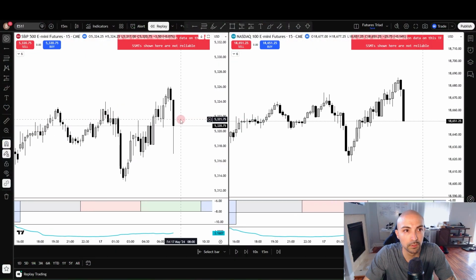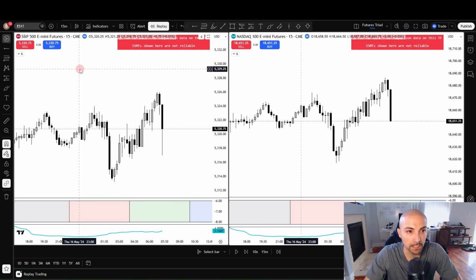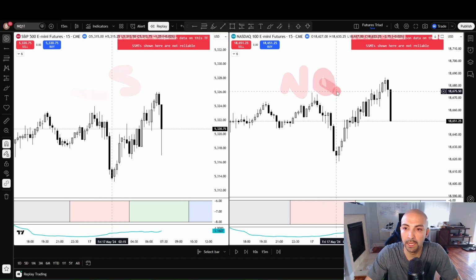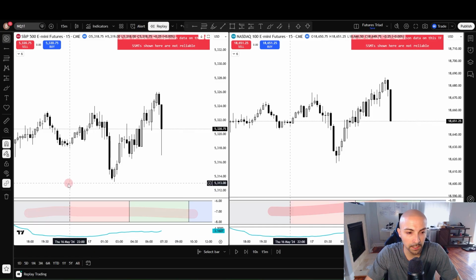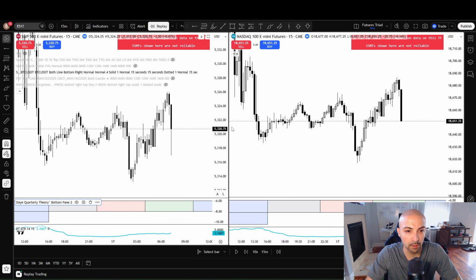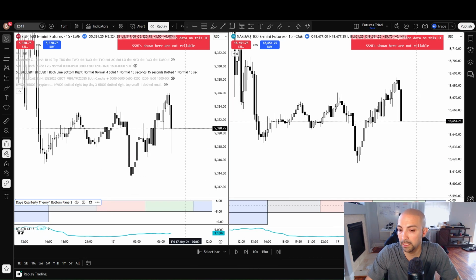Right here we're zoomed in on the 15-minute chart. On the left side we have ES, on the right side we have NQ. Down here we have our daily quarters on both sides. Weekly would be the bottom one, and daily is the top one that we are working off of. Let's go back here.